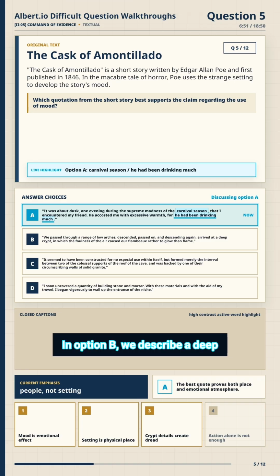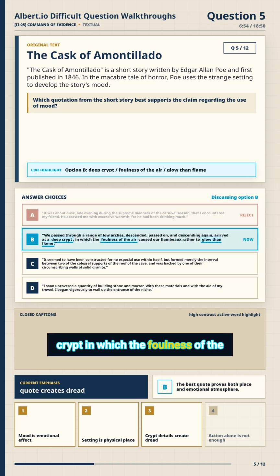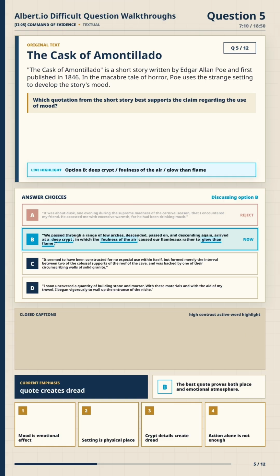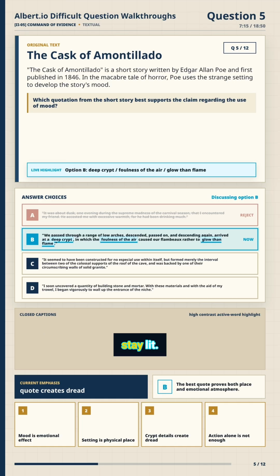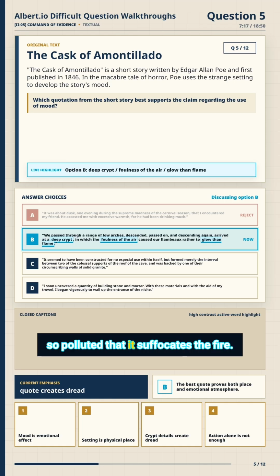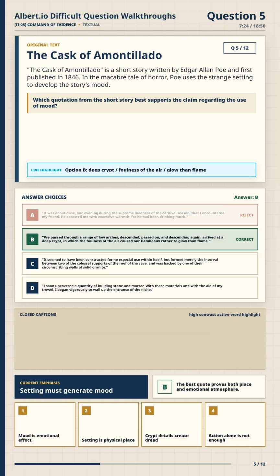In option B, we describe a deep crypt in which the foulness of the air caused our flambeau rather to glow than flame. This is pure setting work, and the mood is unmistakable. Notice how the diction generates emotion. We have "deep crypt," which suggests that we're entombed. The foulness of the air suggests decay, and "flambeau, rather to glow than flame," tells us that the torches can barely stay lit. The air itself is so polluted that it suffocates the fire. Every detail builds dread. This is what setting developing mood would really look like in practice.